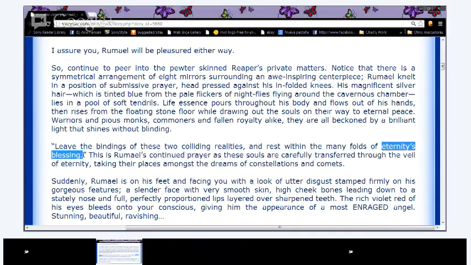Now I want to practice these two words together, focusing on this S that's right here. You had said eternity blessing. Make sure to pronounce that S. Eternities blessing. Try that. Eternities blessing. Good. One more time. Eternities blessings. Eternities blessing. Good.